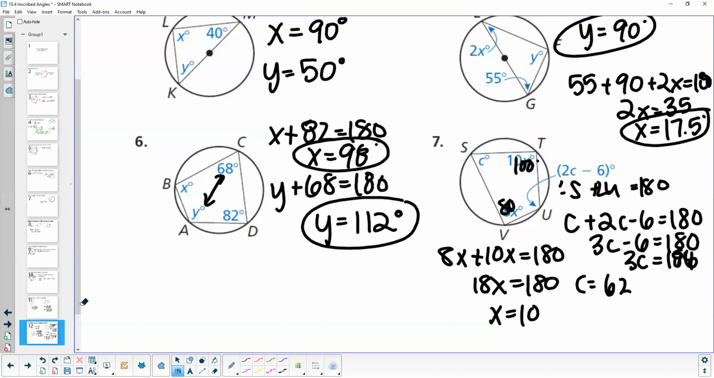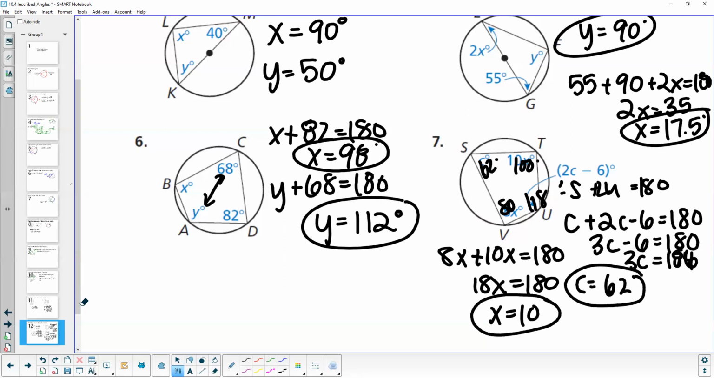So in this case, I accidentally subtracted 6 instead of added 6. So we should have added 6 to this. So C is actually 62 degrees, not 58 degrees. So if C is 62 degrees, then angle U is going to be 62 times 2, which is 124, minus 6, which is 118. And if we do 100 plus 100 plus 80, which is 180, plus 62 plus 118, that gives us 360. So X is 10, C is 62 degrees.